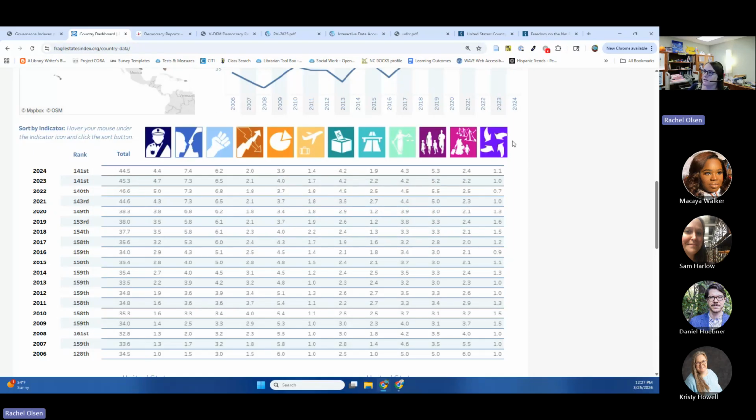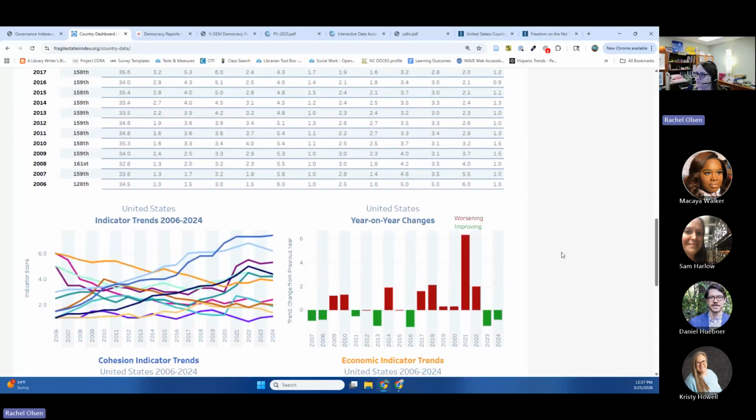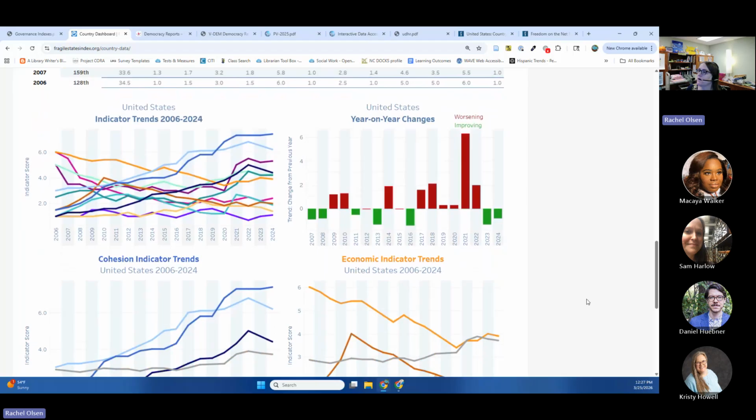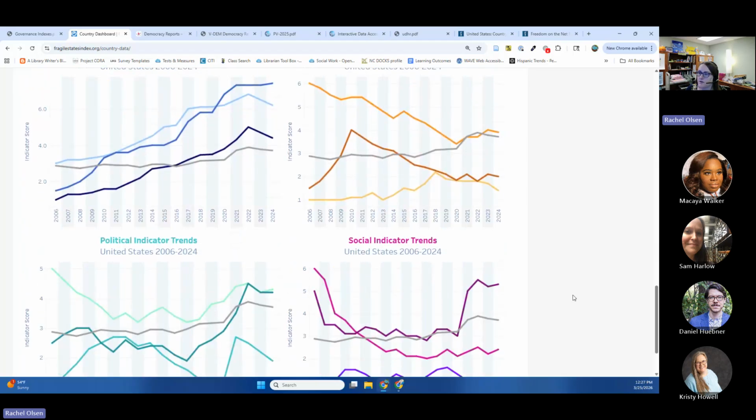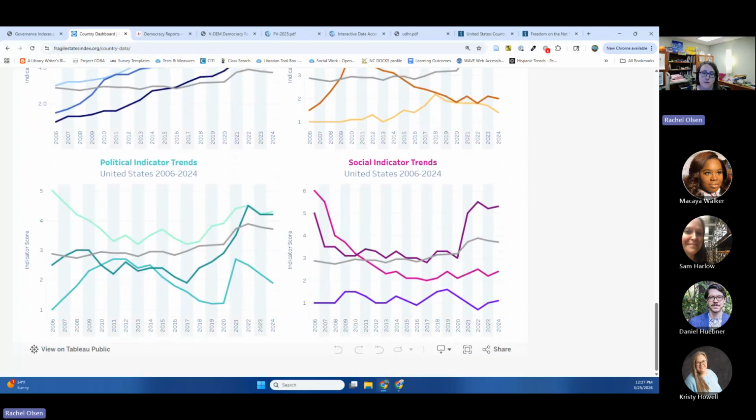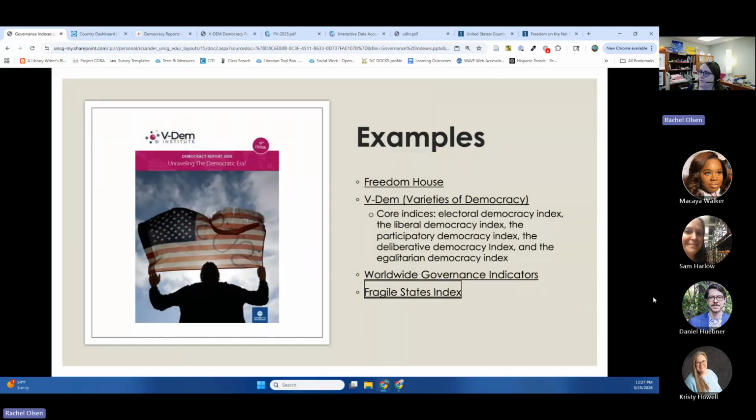I think there are 11 indicators that they use for all the countries, and this is how they are kind of making those determinations. You can see economic indicators, which are also really important. Economic data plays a big, big role in governance indices and the creation of these tools. It's based on all kinds of different things.